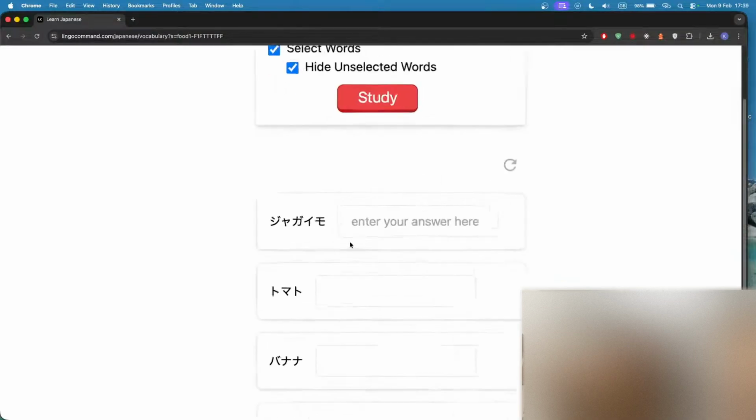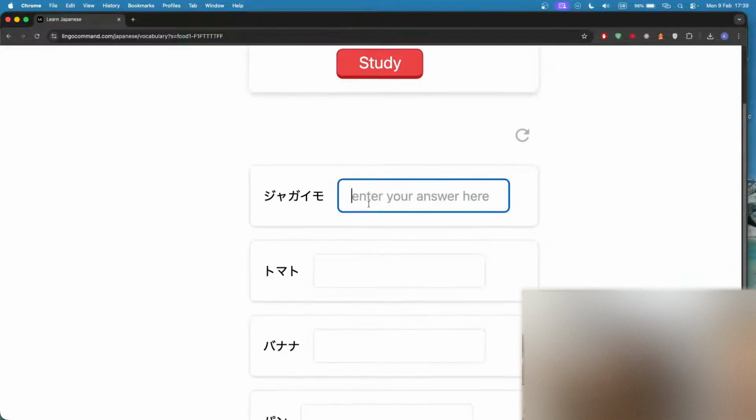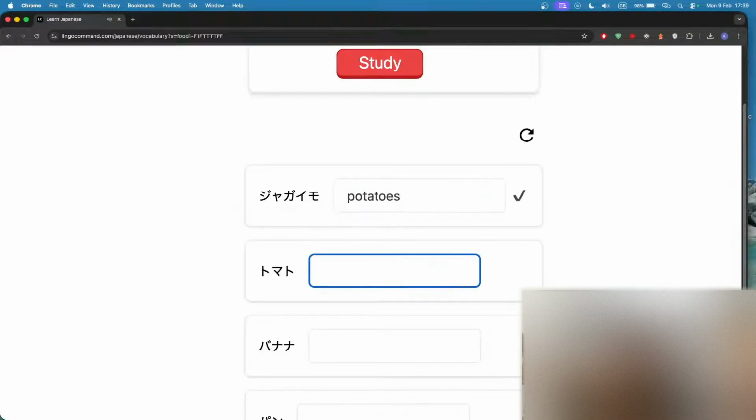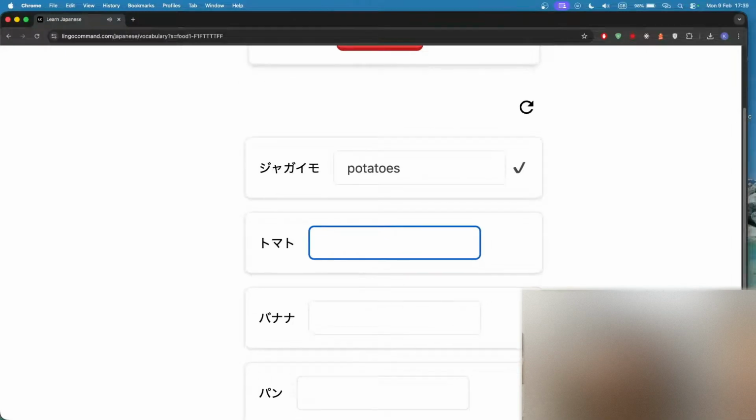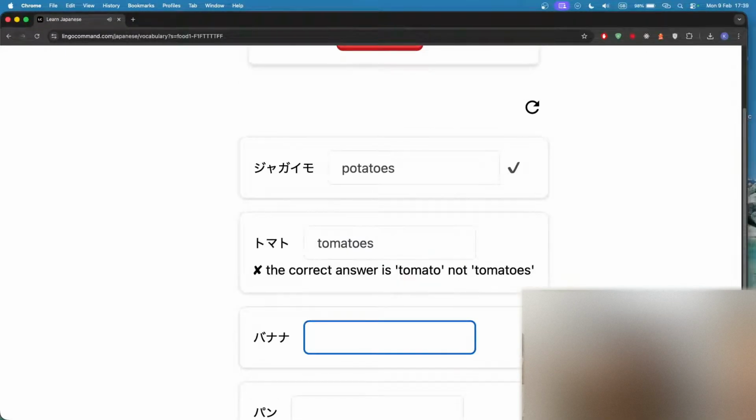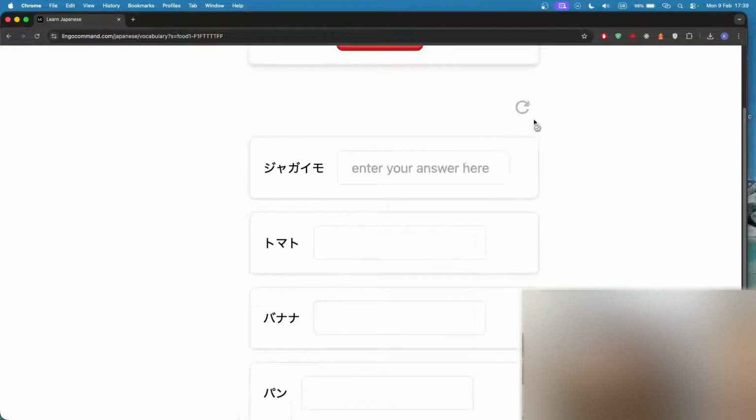So let's take a look at this. So this is jagaimo, which is potatoes. And this is tomato, which is tomatoes. Or tomato. I suppose in Japanese, because there isn't a plural singular, either will do. So you should probably make a code change based on that.